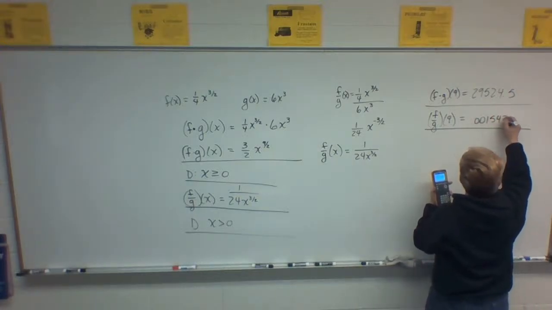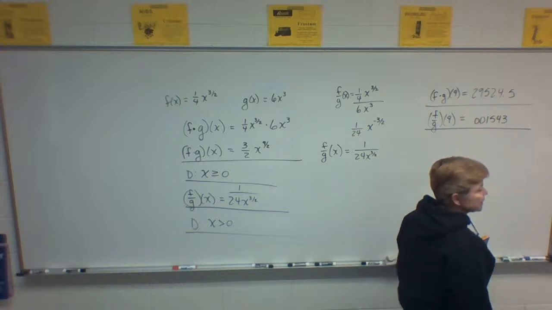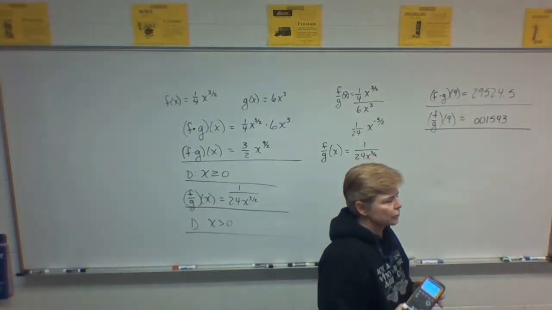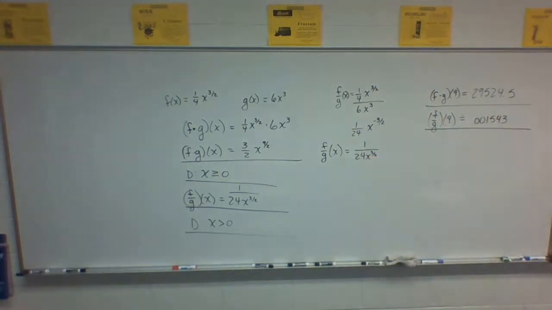0.001543. And if you stop there, it would be nice if you would put a dot there, indicating that you know this is an approximation. You're acknowledging that. But you don't have to. It won't be wrong if you don't. It's just a nice thing to know. A nice thing to use. Lets the reader know you know what you're doing.